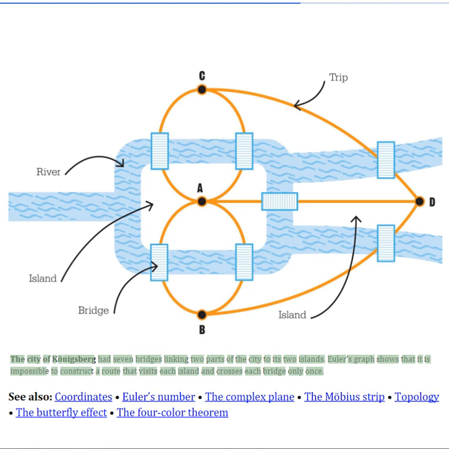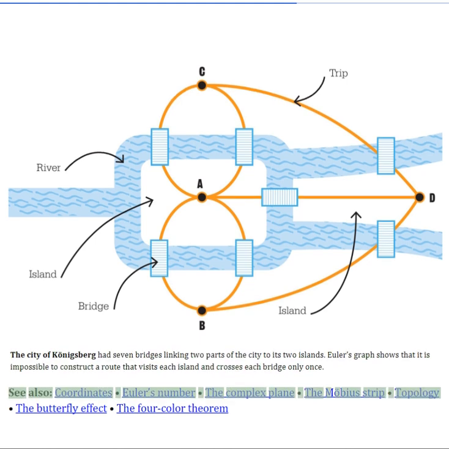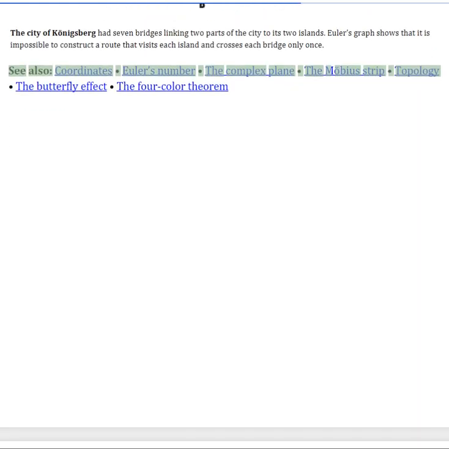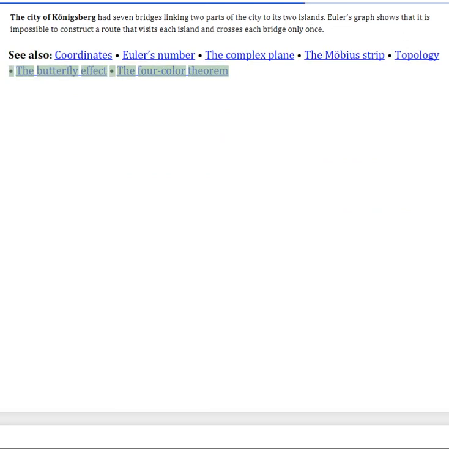The city of Königsberg had 7 bridges linking 2 parts of the city to its 2 islands. Euler's graph shows that it is impossible to construct a route that visits each island and crosses each bridge only once. See also: coordinates, Euler's number, the complex plane, the Möbius strip, topology, the butterfly effect, the 4-color theorem.